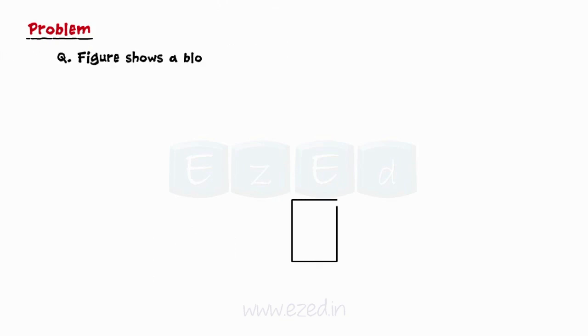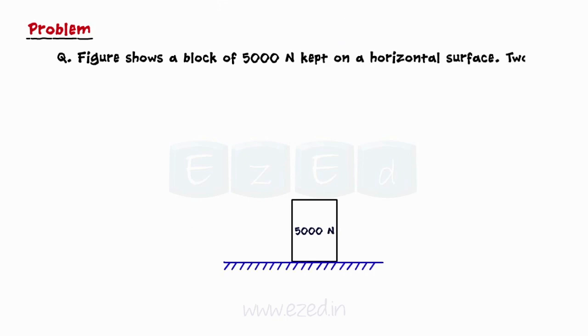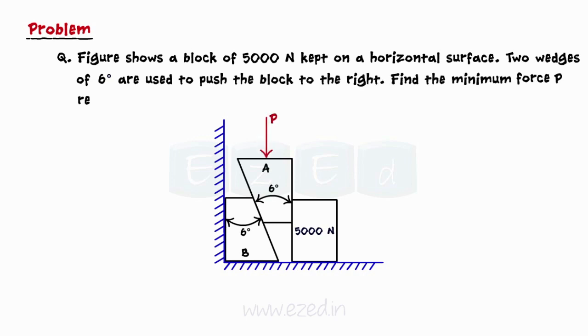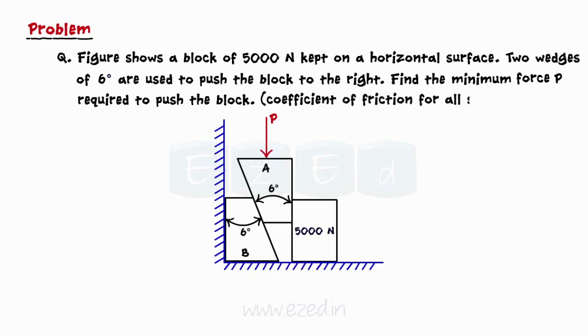Figure shows a block of 5,000 newtons kept on a horizontal surface. Two wedges of 6 degrees are used to push the block to the right. Find the minimum force P required to push the block. Coefficient of friction for all surfaces is 0.4.